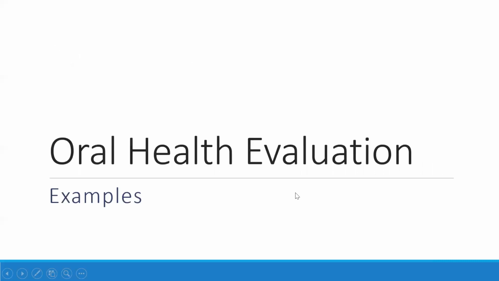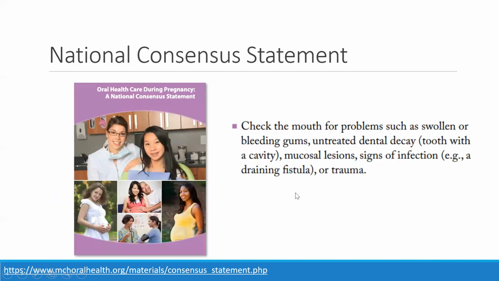And now for some oral health evaluation examples. Starting again with the National Consensus Statement. The consensus statement states that primary care providers should check the mouth for problems such as swollen or bleeding gums, untreated dental decay, or a tooth with a cavity, mucosal lesions, signs of infection, or trauma.